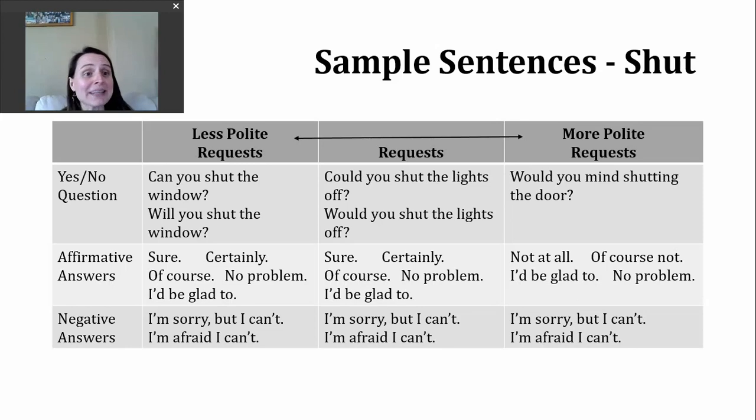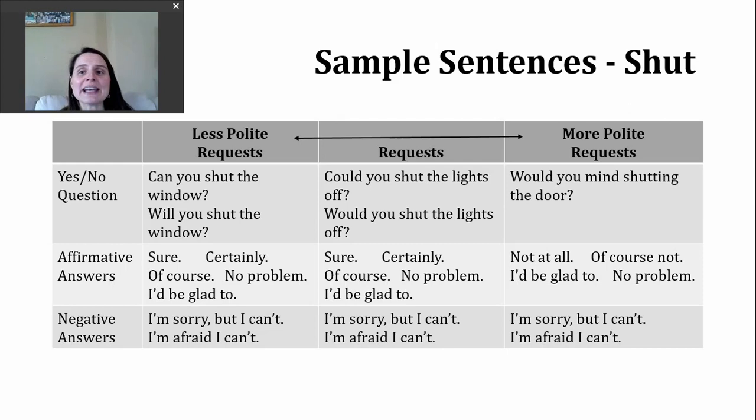And we can insert please in two places. So we can insert it at the end of our question, which is nice, easy to remember, just the last word. Can you shut the window, please? Or could you shut the lights off, please? Okay. The other place we can insert please is right between the subject and the verb. Can you please shut the window? Could you please shut the lights off? Both of those will work.